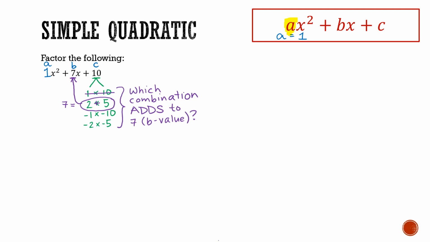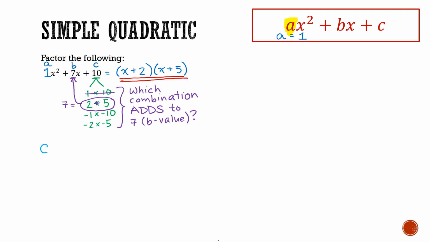We're going to take this 2 and this 5, and now we're going to move on to the last step of factoring this expression. I'm going to take that positive 2 value and make my first factor x plus positive 2. And I'm going to take the positive 5 value and make my second factor x plus positive 5. And that's pretty much it. This is my final answer.